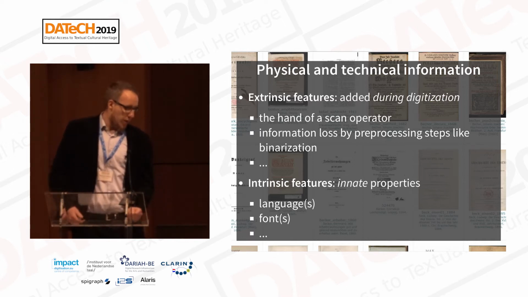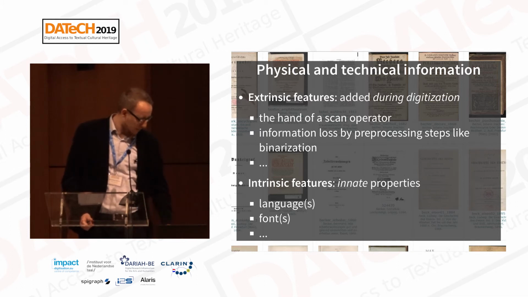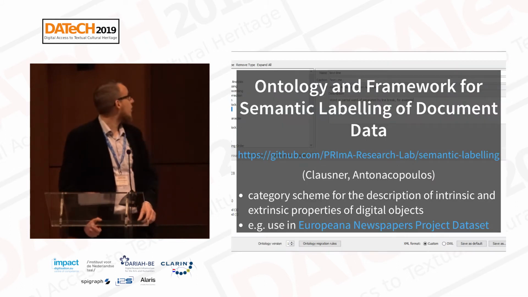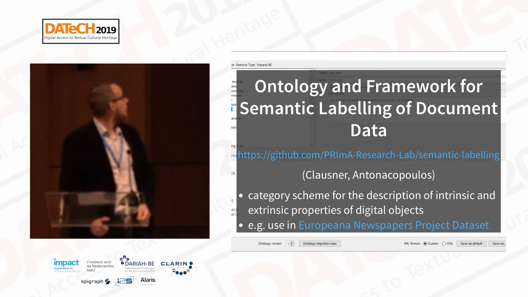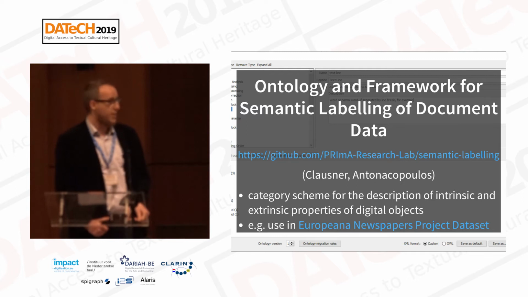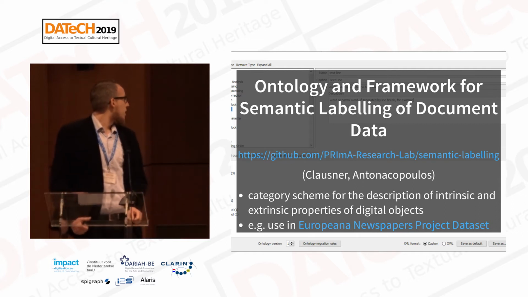So we thought we should come up with hundreds and hundreds of properties and reinvent that wheel, but we didn't have to because our colleagues from PRImA Research already published an ontology and framework for semantic labeling of document data with a very comprehensive list of properties to describe all these features that I've already mentioned.